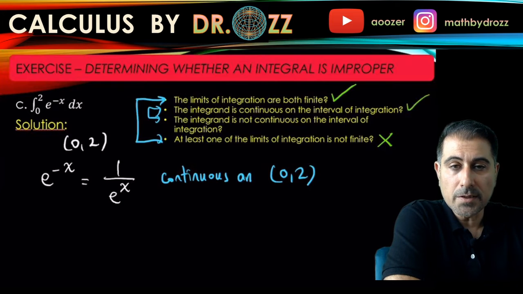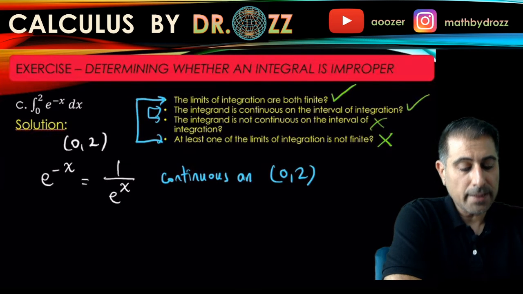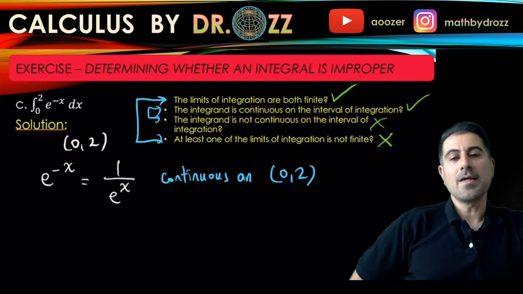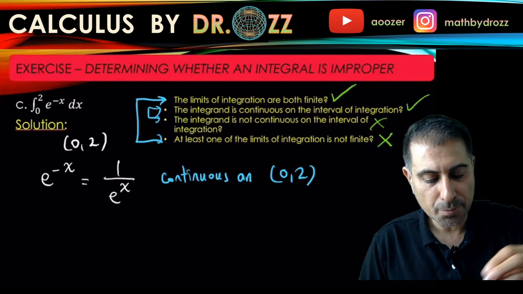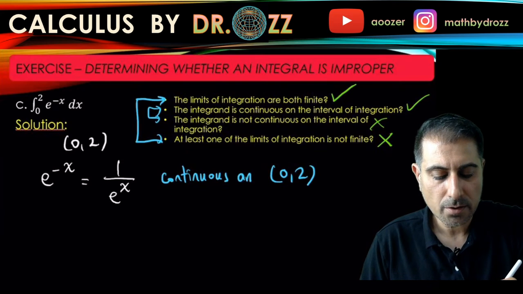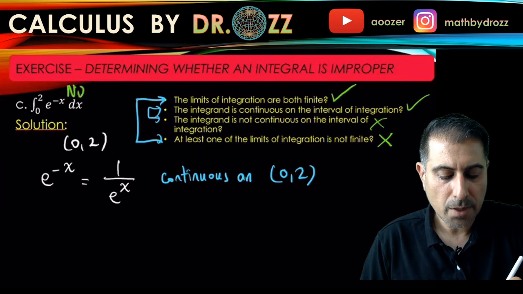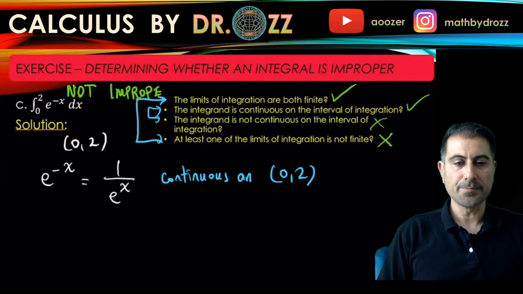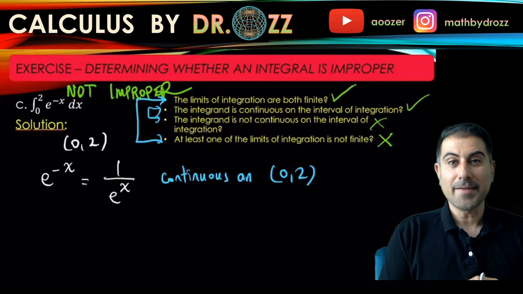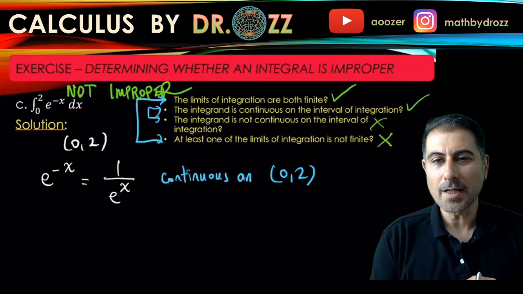So since the first two conditions are satisfied, the first two items have check marks, then we go ahead and say this integral is not improper. Okay, this is the conclusion here. All right, I think that's all. We are done with all parts of this question.